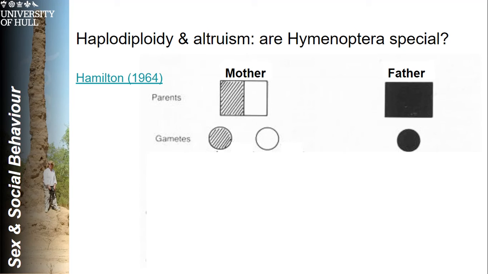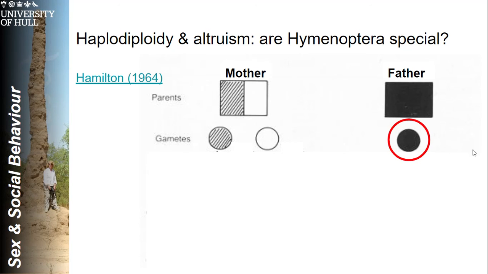Domino went over it in sex determination, but I'll just briefly describe it here. It's where the females are diploid and the males are haploid. So there's only one set of alleles in males. Why does this affect social evolution? Well, let's go over it.